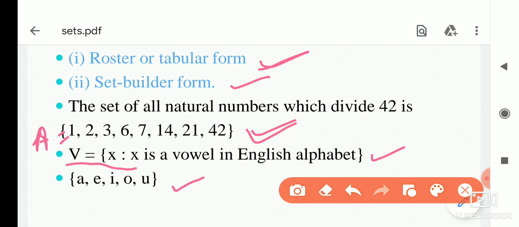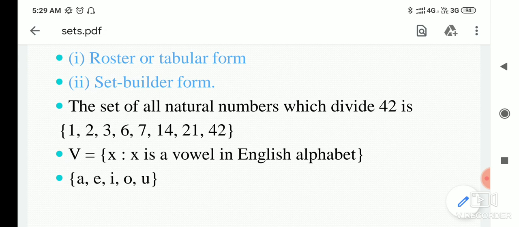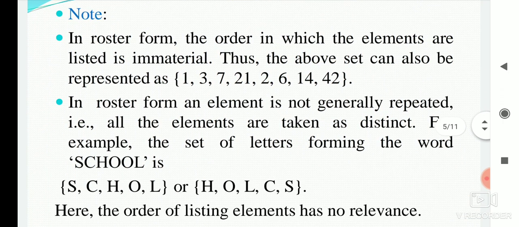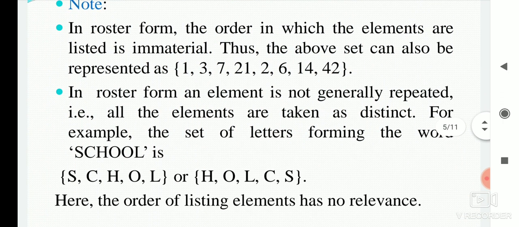Okay friends, so these are the two methods through which you can represent a set. First example is of roster or tabular form, and second is of set builder form. You have to just remember how to read these sets. How to read the set builder form: V is the set of all x such that x is a vowel in the English alphabet. So let's see a few notes. These are all points from your textbook. You can refer to your textbook also, which is provided by NCERT.